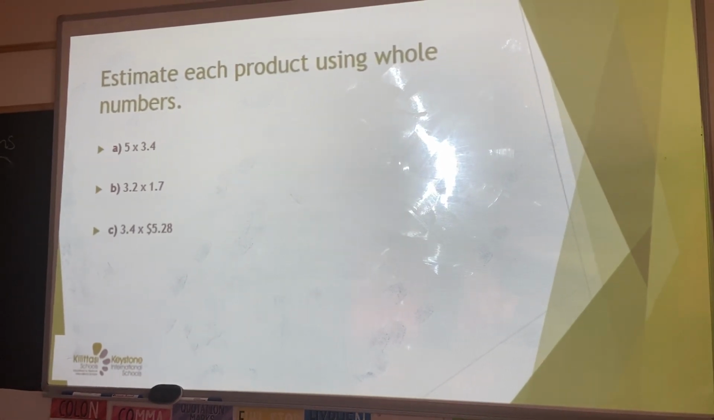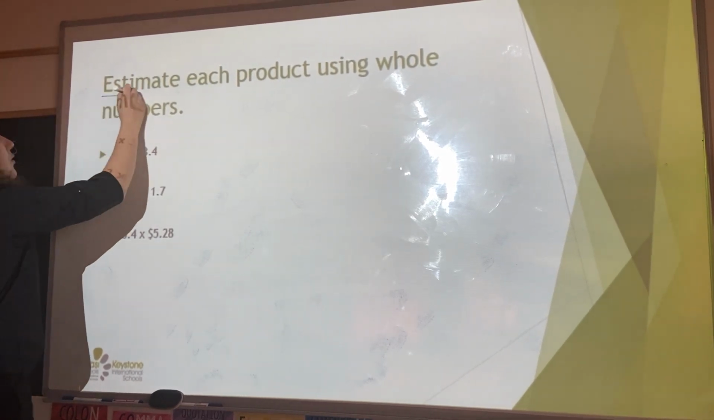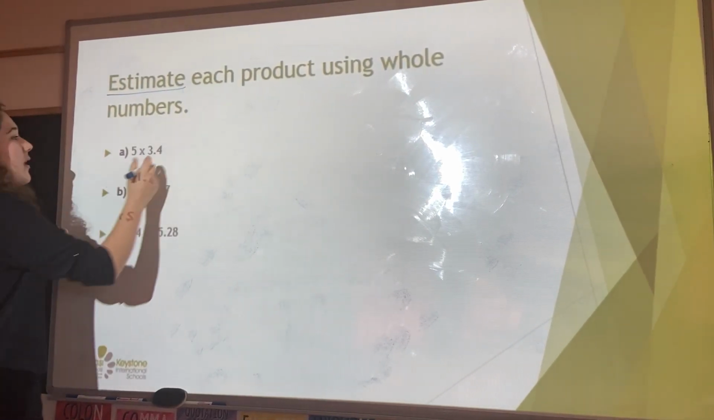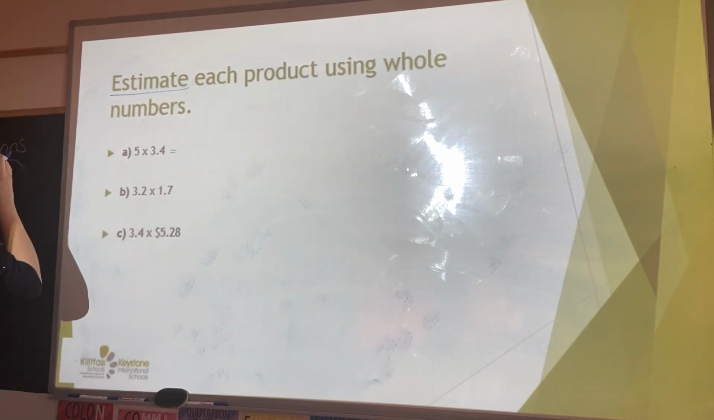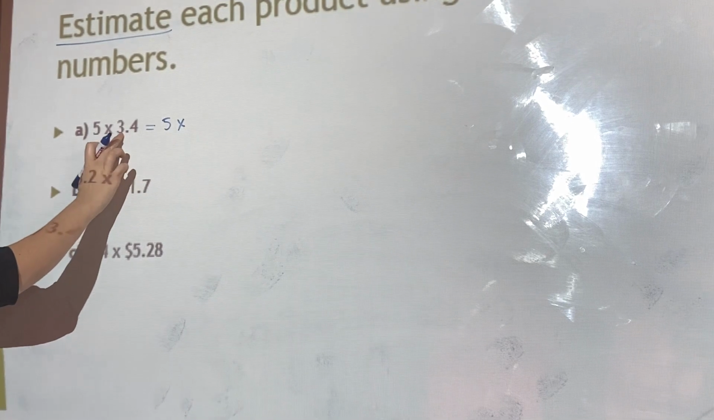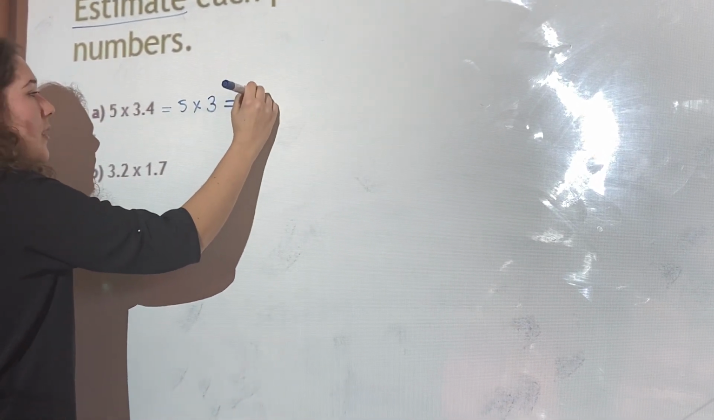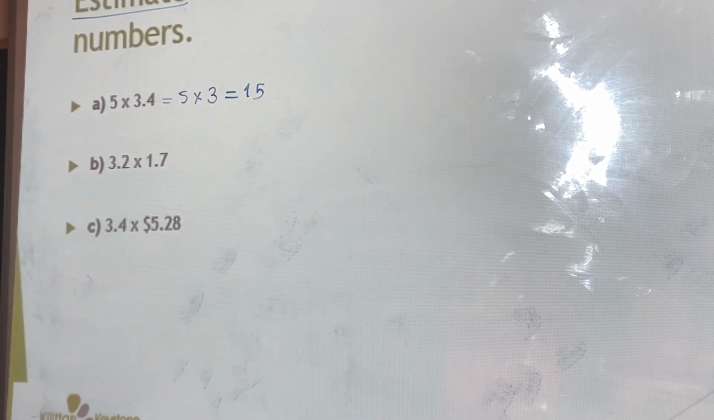Let's start with estimate each product using whole numbers. Estimation means I need to round the numbers and then I'm going to get an approximate result. 5 times 3.4 rounded to the closest whole number will be 3. So 5 times 3 is 15 will be our answer.